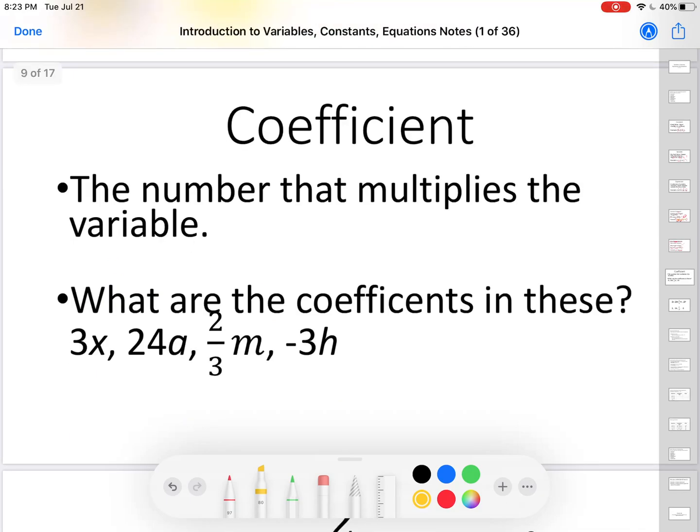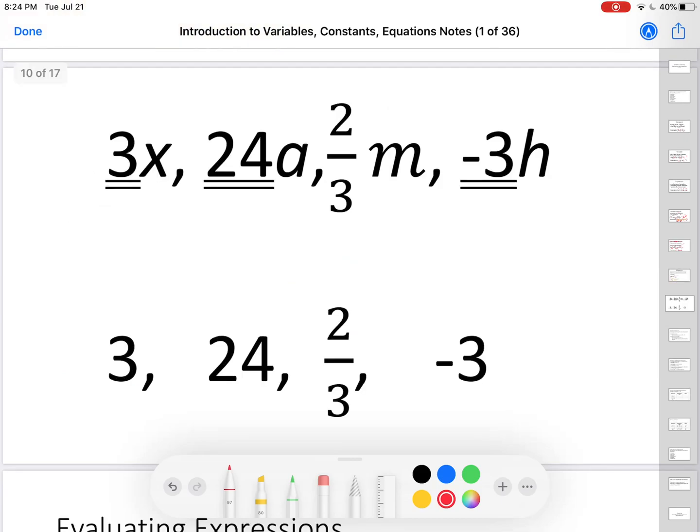So, coefficients. Coefficient is the number that multiplies the variable. So, here's an expression, 3x. Here's an expression, 24a. Here's an expression, 2/3 m. Here's an expression, -3h. You find the coefficients. I'll give you a moment. Pause if you need more time. Let's see if you're right.